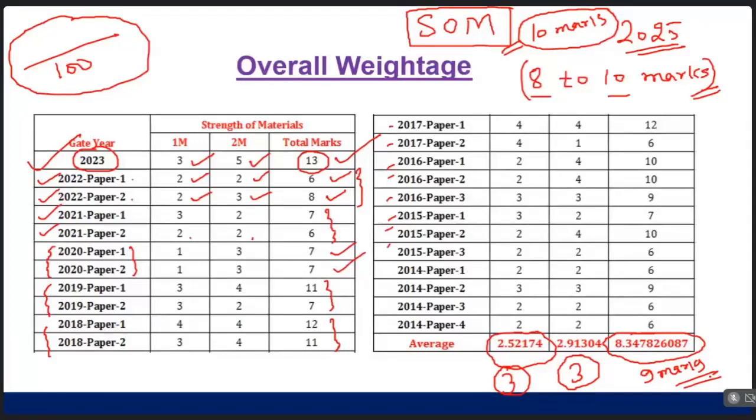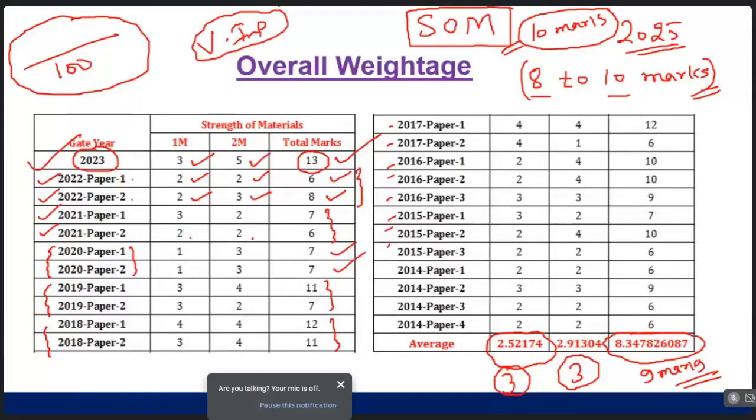If you're going for mechanical or civil engineering in the coming GATE examination, GATE 2025, then you can expect 10 marks of questions in both papers, GATE mechanical as well as GATE civil, out of 100 marks. That's why this subject, strength of material, is very important. Definitely you should go for it, not only from the marks point of view, but also from the basic concept, as this is the base for the rest of the subjects in mechanical and civil also.